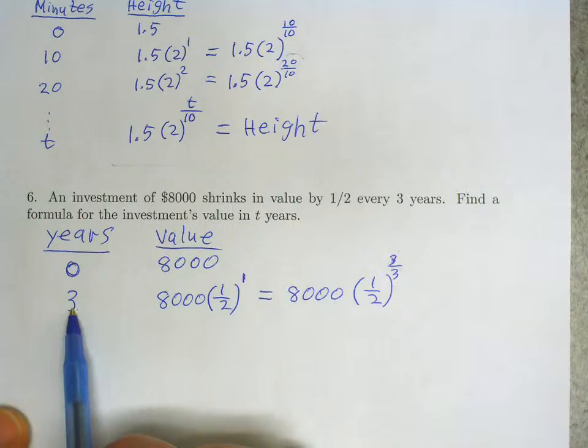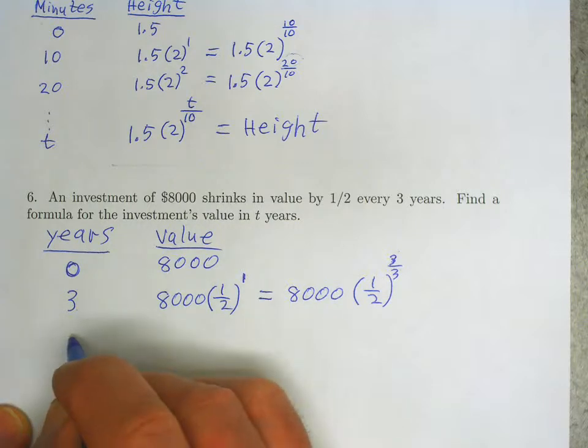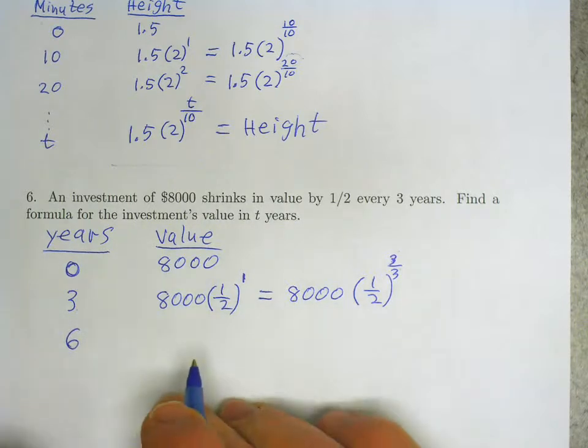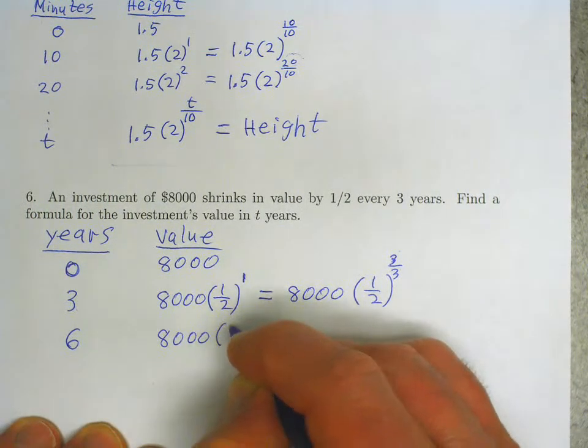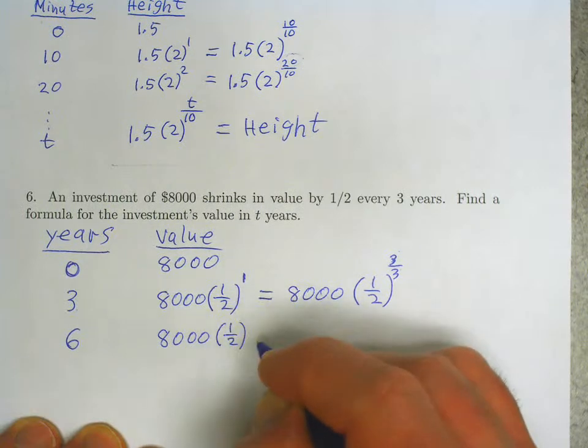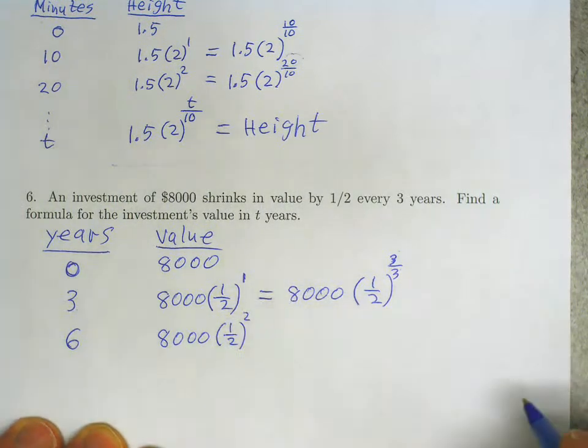3 more years after 3 is a total of 6 years. And so the value of the investment will be 8,000 times 1/2 times 1/2, or 1/2 to the second.